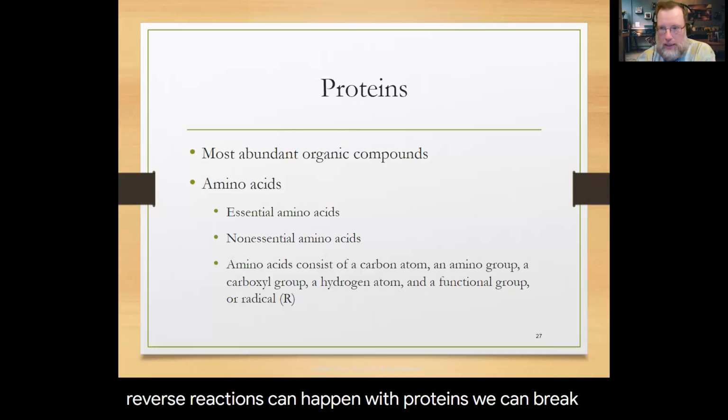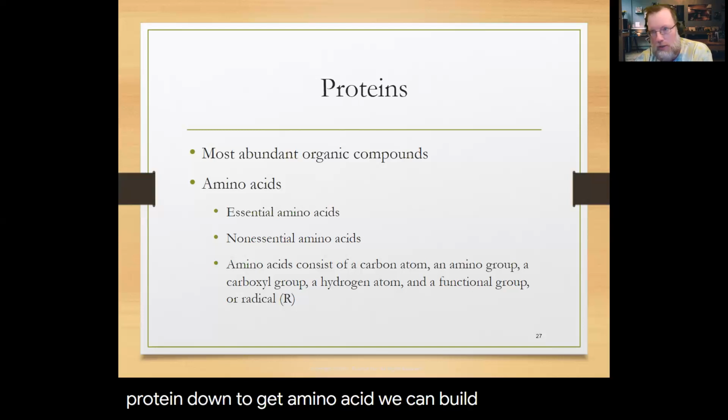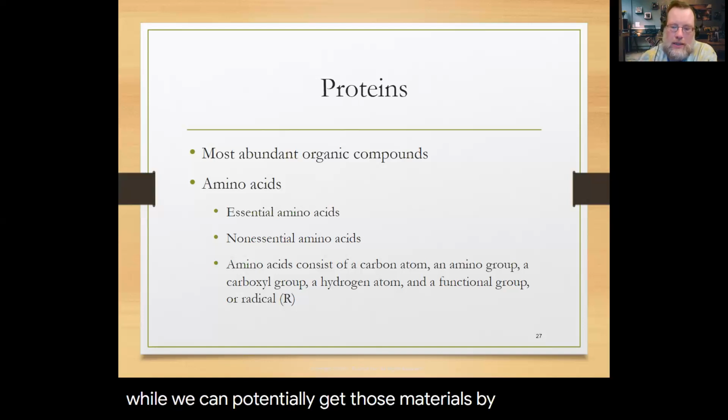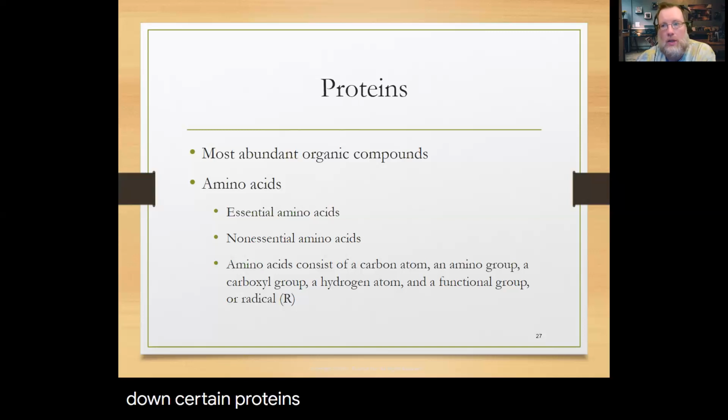We can break protein down to get amino acids. We can build amino acids to get a protein in the body. So if there are important enzymes that we're lacking, we can potentially get the material because of diet or consumption, or by breaking down certain larger proteins in the form of muscle in the body. So anyhow, amino acids are what proteins are broken down into, or catabolized into, by the presence of water through hydrolysis, as well as protein enzymes.